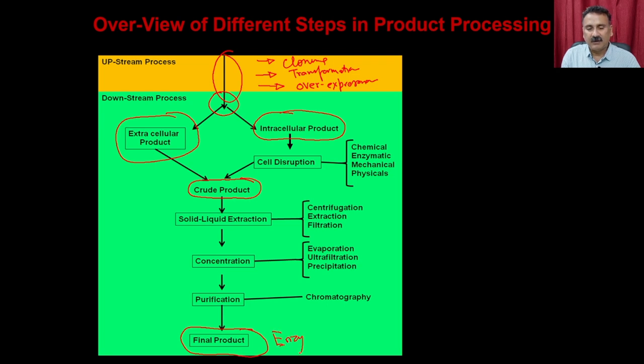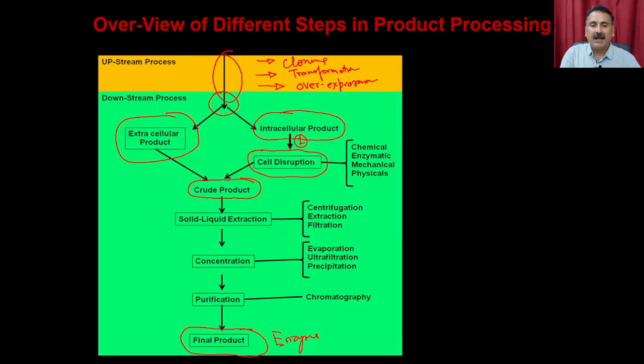So in this process, the first event is that you are actually going to do the cell disruption, so that the material present inside the cell is released. Cell disruption can be done by many methods. In today's lecture, we are going to discuss the cell disruption methods, and we are also going to discuss the basics of chromatography. So let's start.